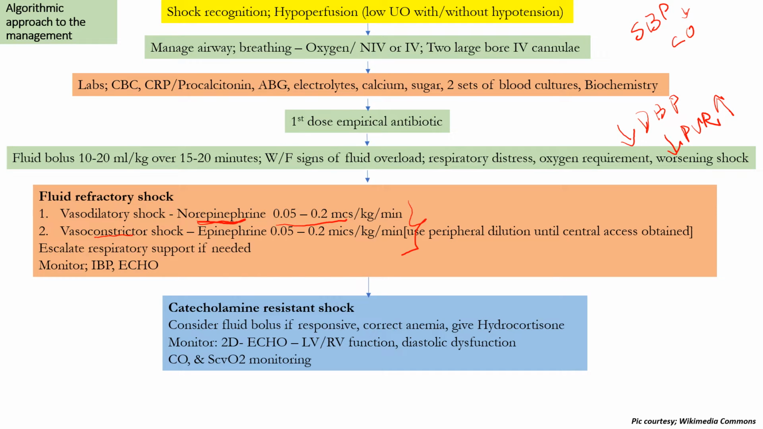In case there is poor response to these vasoactive drugs, you label the patient as having catecholamine resistant shock and consider fluid bolus if the patient is responsive to the same. Correct anemia, give hydrocortisone, monitor 2D echo, look for LV, RV function, diastolic dysfunction, cardiac output, and central venous oxygen saturation.